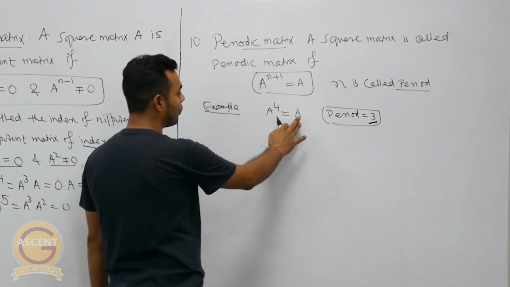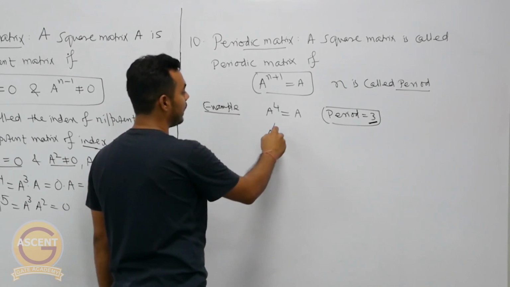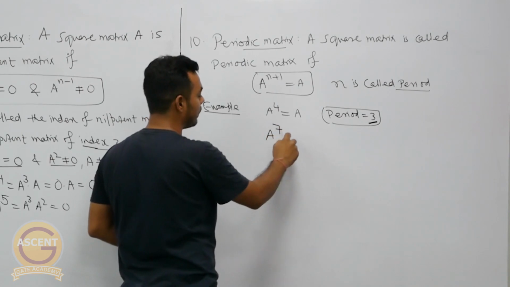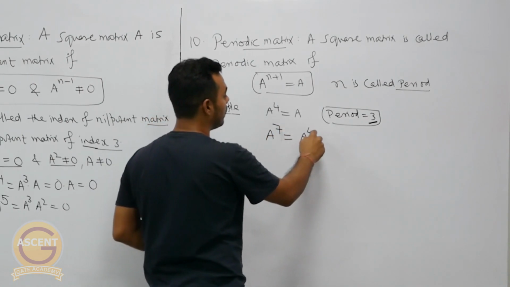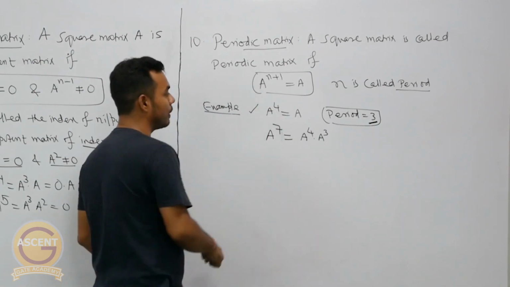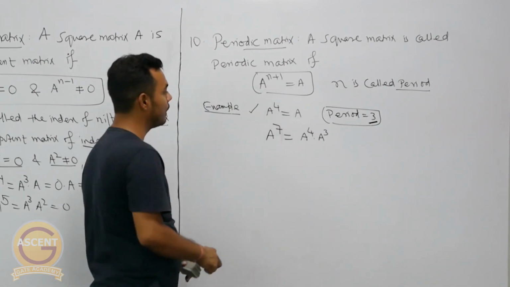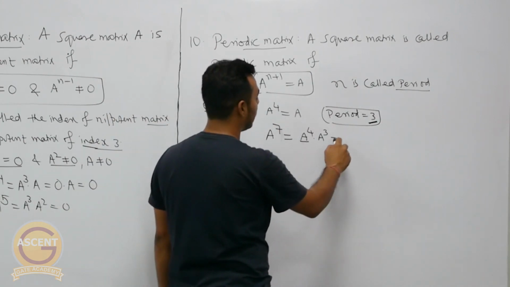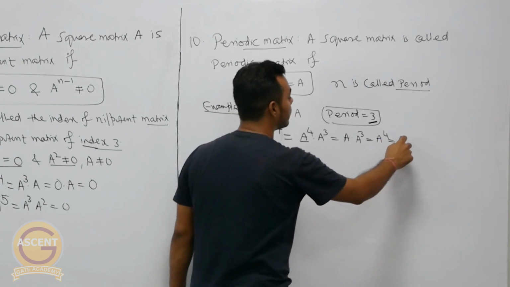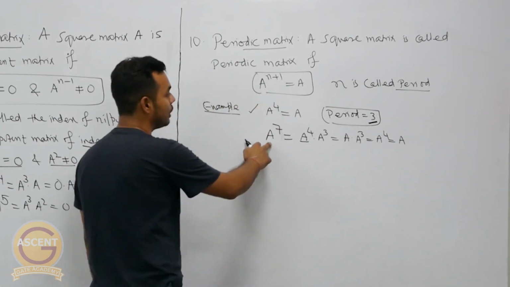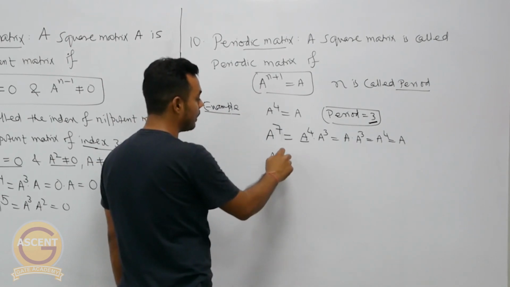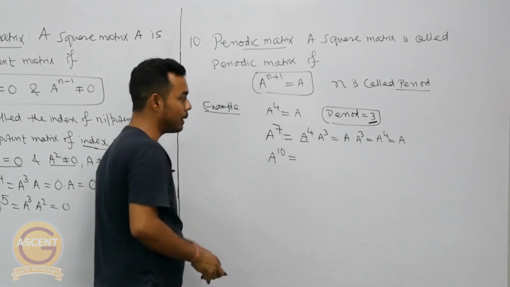So if A to the power 4 is A, then consider A to the power 4 plus 3, which means A to the power 7. Now this you can write as A to the power 4 into A to the power 3. It is given that A to the power 4 is A, so in place of A to the power 4 I can write A. So I will get A into A cube, which is A to the power 4, which is matrix A. So you can see that A to the power 7 is also matrix A. Now similarly A to the power 7 plus 3, that is 10, you can also show this will be matrix A.